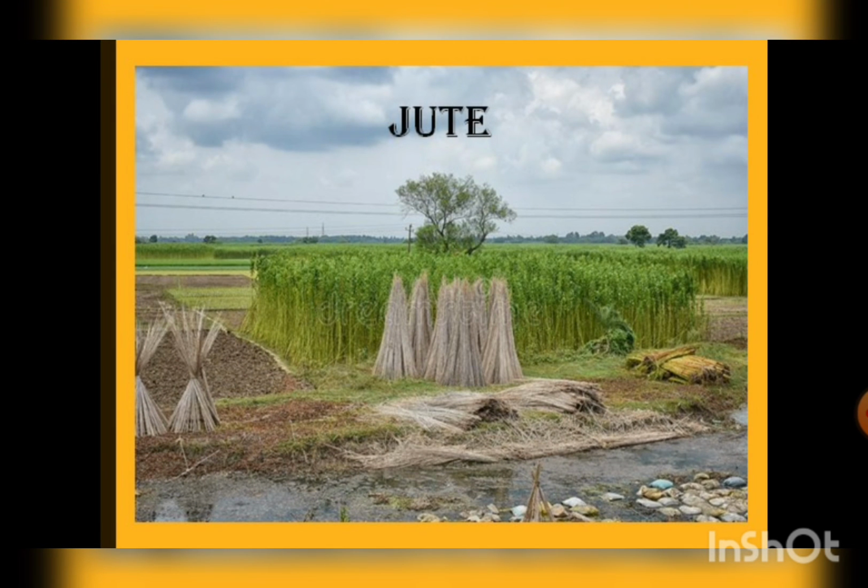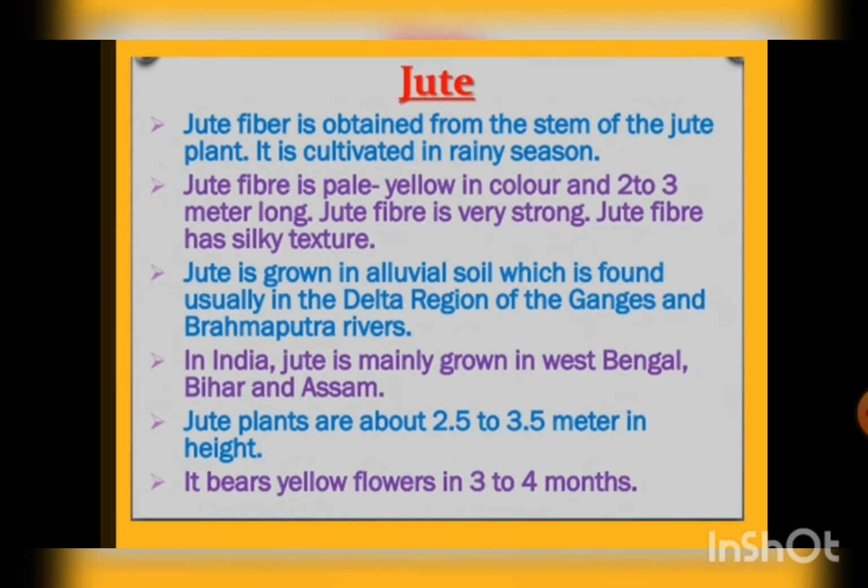Next is the jute. Jute is obtained from the stem of the jute plant, and it is cultivated mostly in the rainy season. Jute fiber is pale yellow in color and 2 to 3 meters long. Jute fiber is very strong and has a silky texture. In India, jute is mainly grown in West Bengal, Bihar and Assam.